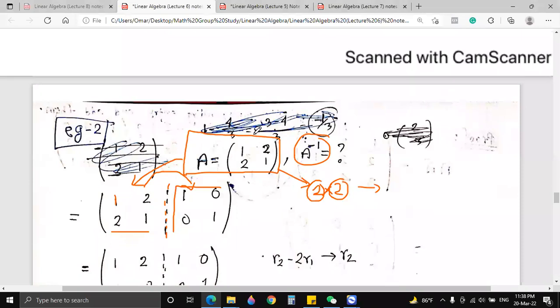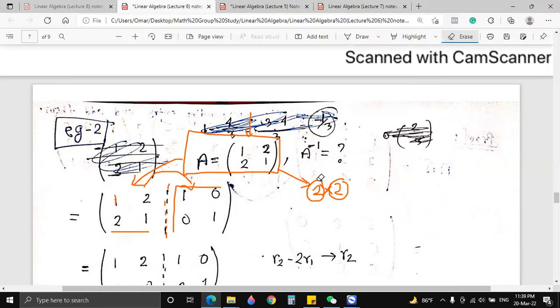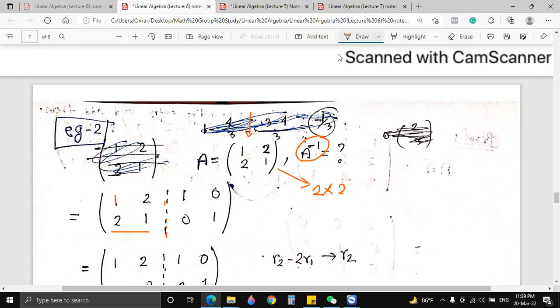And also this is a square matrix, okay? So now we have to convert this matrix into an inverse matrix. So that's why we have to write down the corresponding identity matrix on the right side. So we have to write down a 2 by 2 identity matrix on the right side.